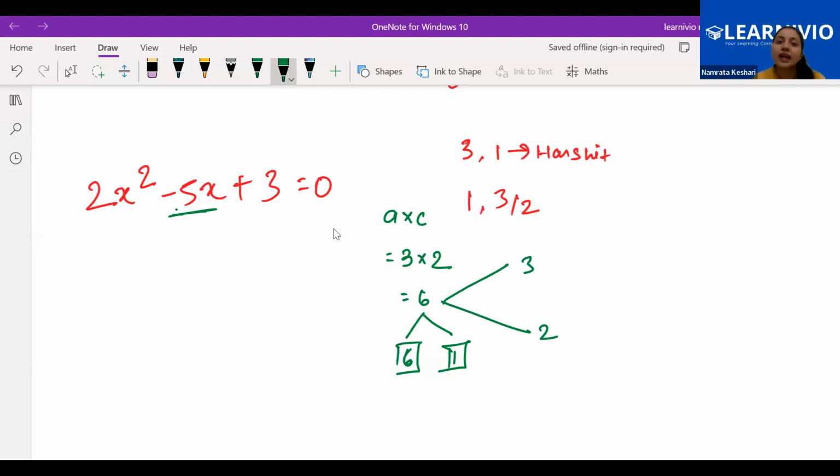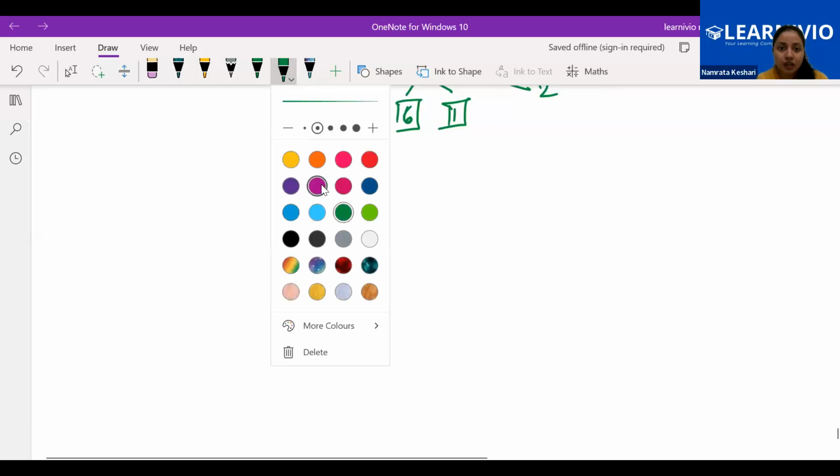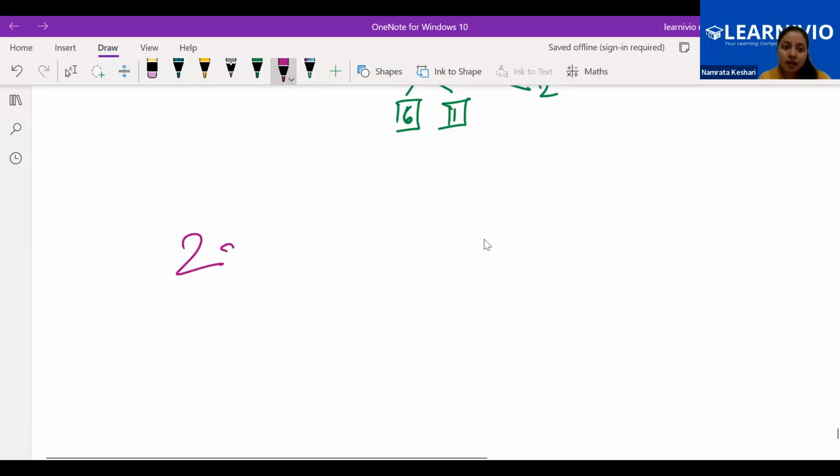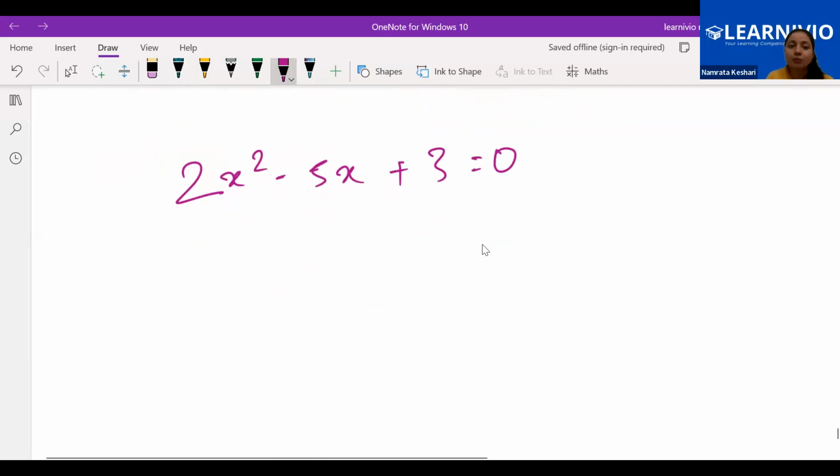Let me do it quickly and let me show it to you. Okay, so we are having 2x square minus 5x plus 3 is equal to 0. I'm taking both ways. Okay, 6 and 1 also I am going to take, 3 and 2 I am also going to take. Let me show you. Any one of them will not work over here.